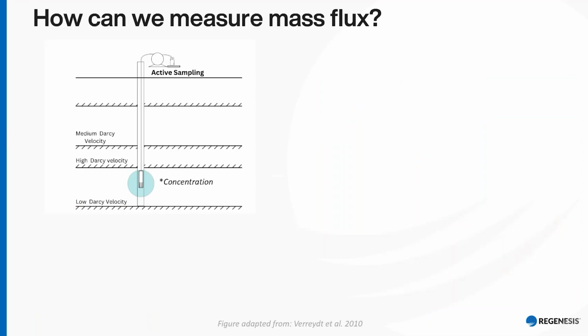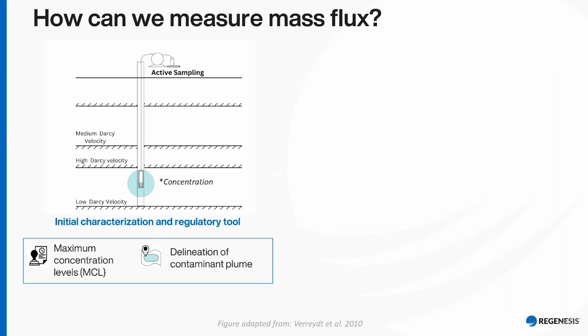And then how can we measure this mass flux? So we already looked at how the mass flux is utilized in a remedial design, but how is this calculated? The first part will look into the most common estimations, which come through active sampling. So through active sampling, you get a concentration at a given depth. And then, of course, this concentration is key to determine if your well is under compliance, as well as delineating your plume. But with that, you can also calculate mass flux.